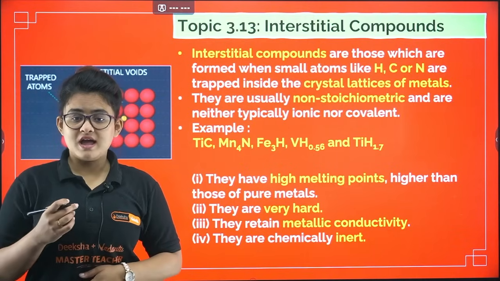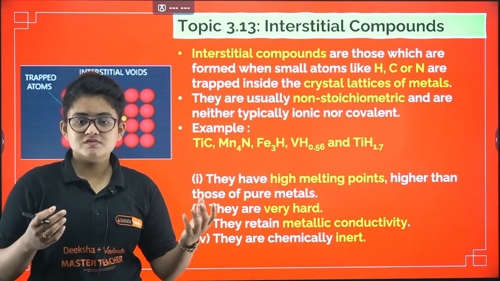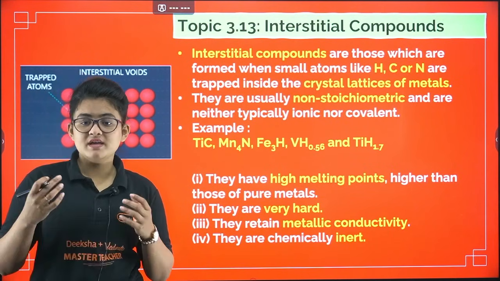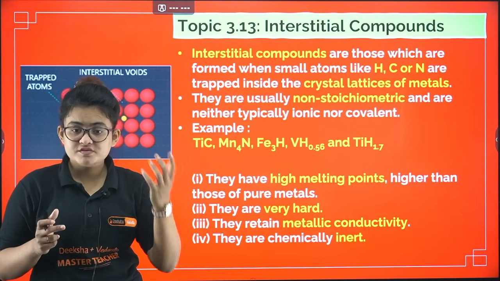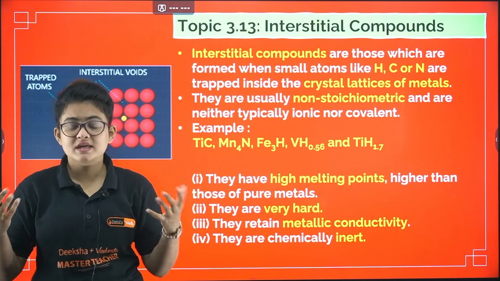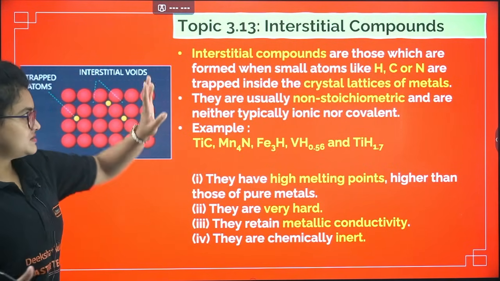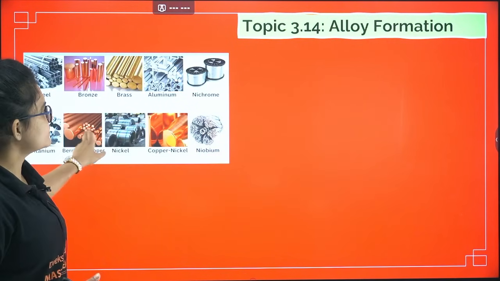These sometimes give very high benefits to the industry, because they show a higher melting point than that of the usual metal. They become very hard, metallic conductivity is enhanced, and chemical inertness is enhanced. I guess you understood this is interstitial compounds. The definition and examples are very important.